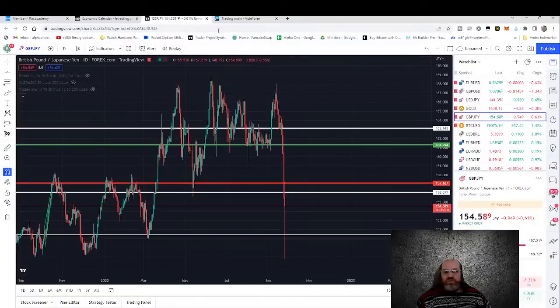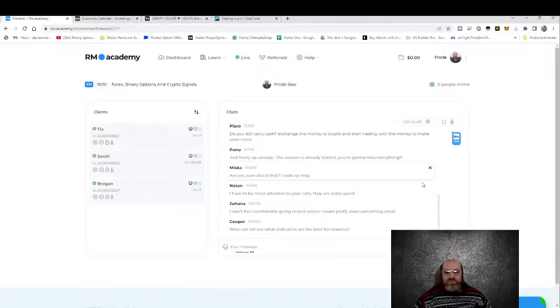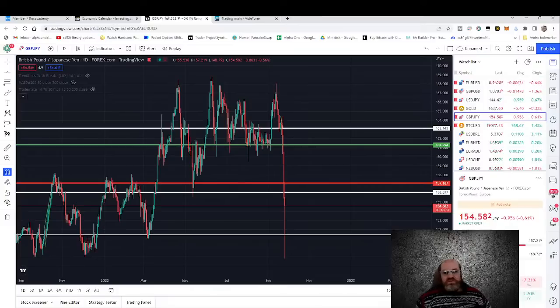So let's move on. We are looking at all these pairs, but till now I think we have just done a couple of trades. And this is how it is some days. Some days the market moves so much that we can't touch, like for example GBP JPY. It's too much movement for me to feel comfortable taking a trade here.